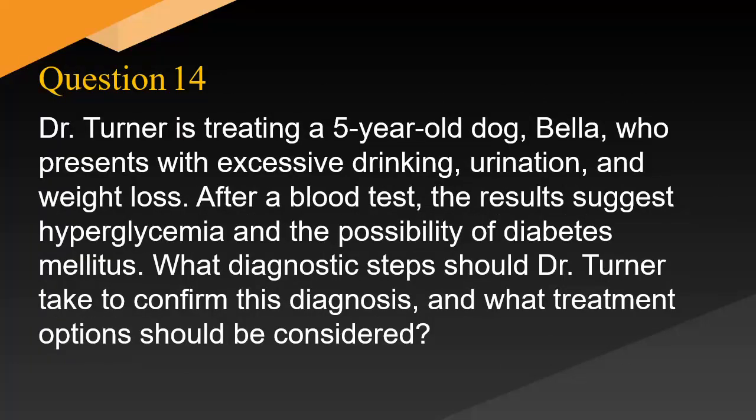Dr. Turner is treating a 5-year-old dog, Bella, who presents with excessive drinking, urination, and weight loss. After a blood test, the results suggest hypoglycemia and the possibility of diabetes mellitus. What diagnostic steps should Dr. Turner take to confirm this diagnosis, and what treatment options should be considered?